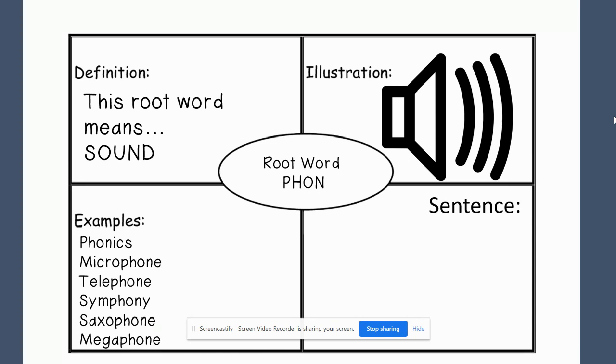The next one is a symphony, and you might not know what this one is, and that's totally okay. It actually has to do with an orchestra. So an orchestra has to do with instruments, and those instruments make sound. So a symphony is a type of composition at an orchestra. A saxophone is an actual instrument that some people play, and then a megaphone is another way to make a sound louder.